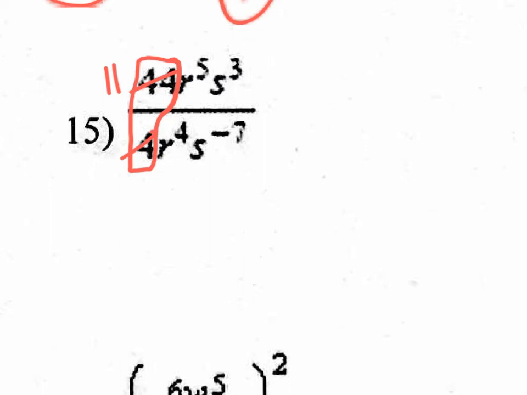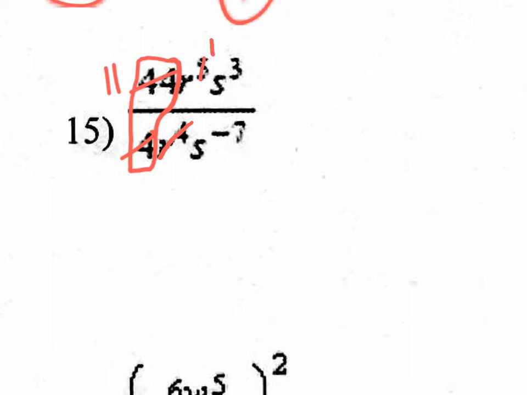Let's move on to the r's. Notice that there's 4 r's on the bottom, 5 r's on the top. So let's cancel out all 4 of these r's on the bottom. Let's cancel them out with 4 of these 5. So that means that there's only 1 left up on top.